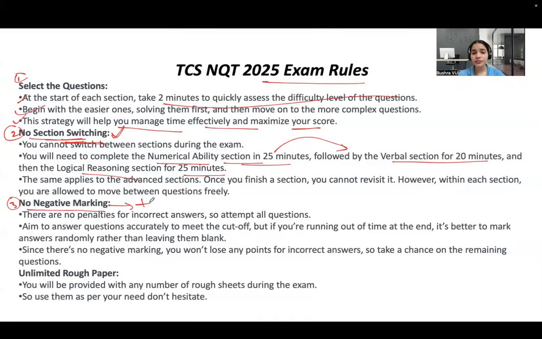So try to accurately meet the cutoff. But if you're running out of time, then what you can do is just randomly mark. At least 1 or 2 of them will definitely go right. Instead of leaving them blank, just try to grab those bonus points. You won't lose any points if you are marking a wrong answer, right? So take your chance. If you don't have time at all to go through the questions, then just randomly mark anything. If you have, say, 5-10 minutes left, then just use your intuition and randomly mark the answers. I would recommend that. So we've covered this.